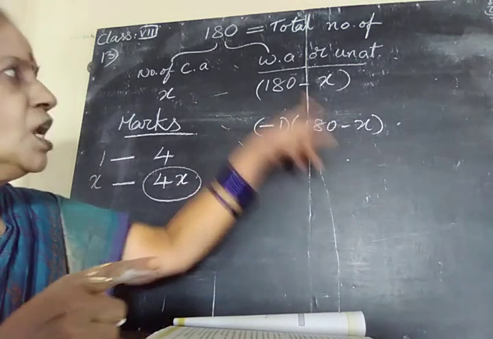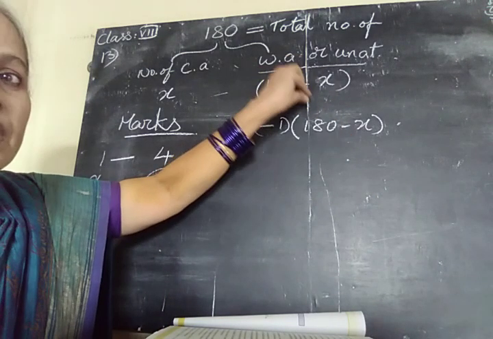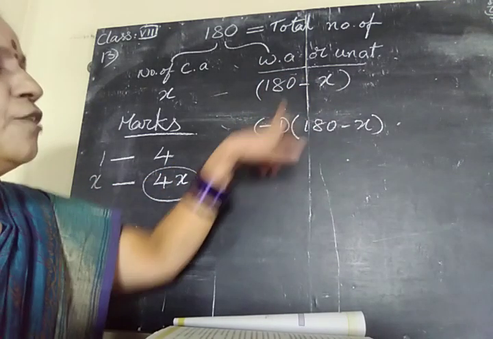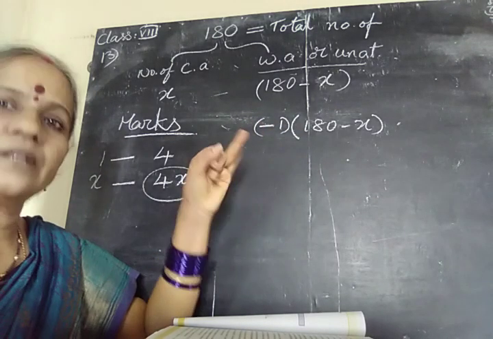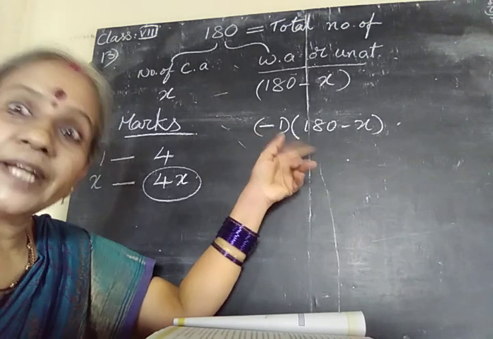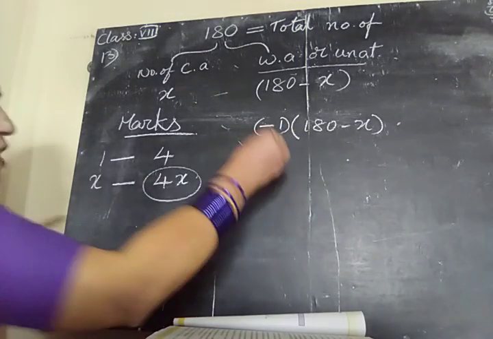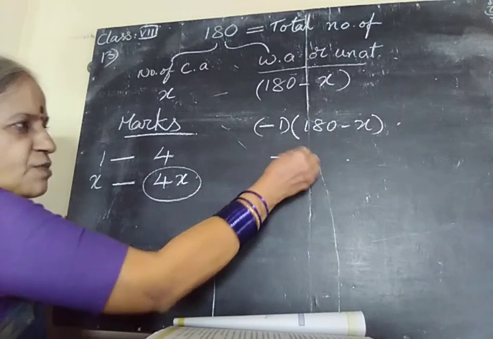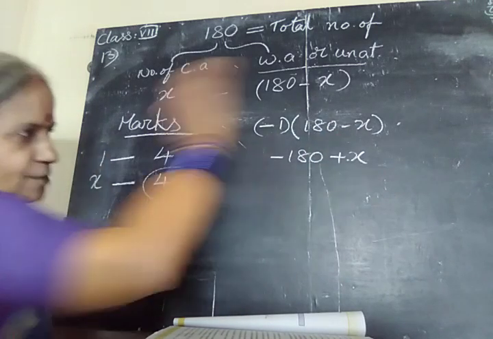Clear? 180 minus x questions are the number of questions wrong or non-attempted. For each wrong answer and each non-attempted answer, they are deducting 1 mark, means minus 1. So minus 1 into 180 minus x. So this becomes minus 1 into 180, minus 1 into x, that is minus 180 plus x.